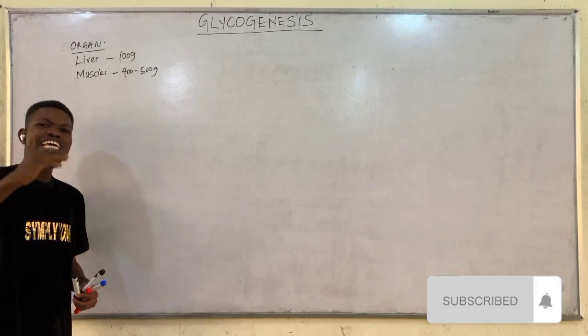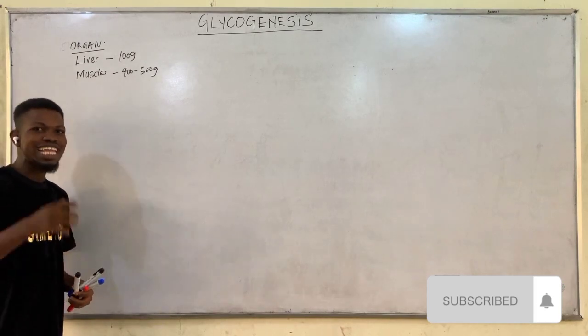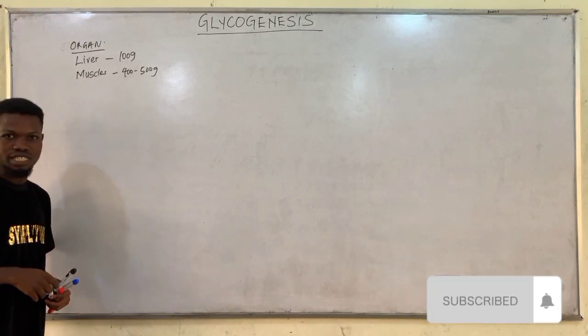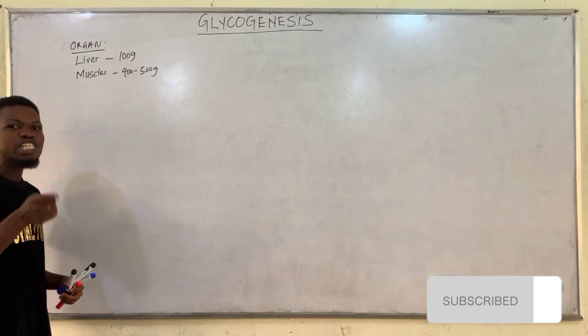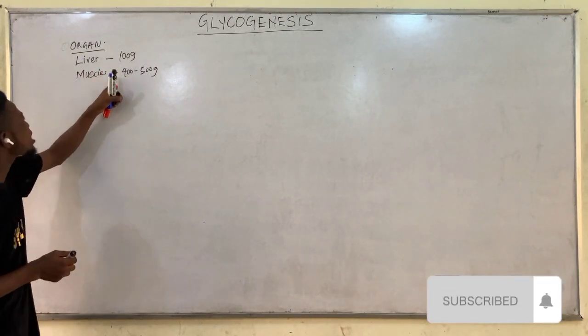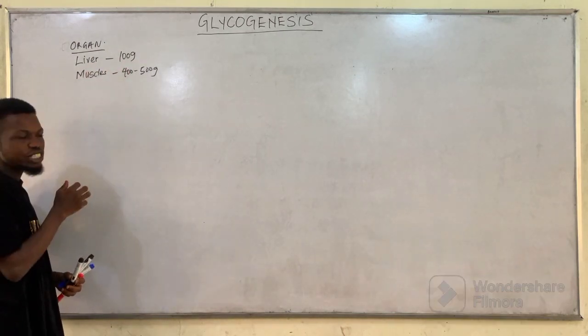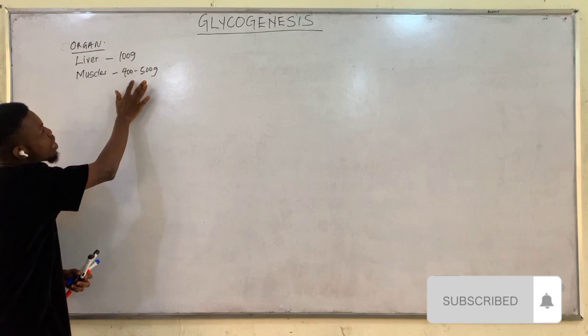The essence of converting glucose to glycogen is to store the glucose. You get it, that is the reason why you undergo glycogenesis. So glycogen is a storage form of glucose. Do you get it now? This is the storage capacity: the liver can store up to 100 grams of glycogen, while muscle can store up to 400 to 500 grams of glycogen.